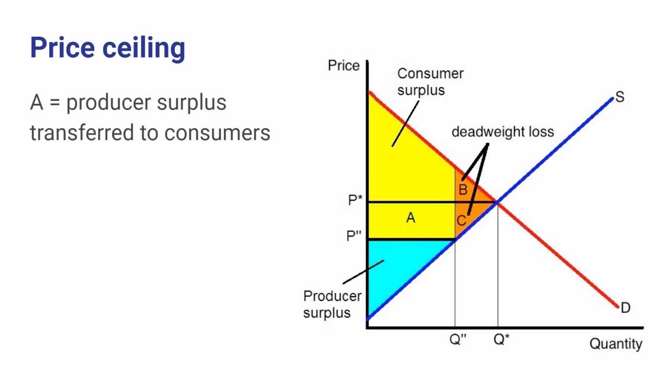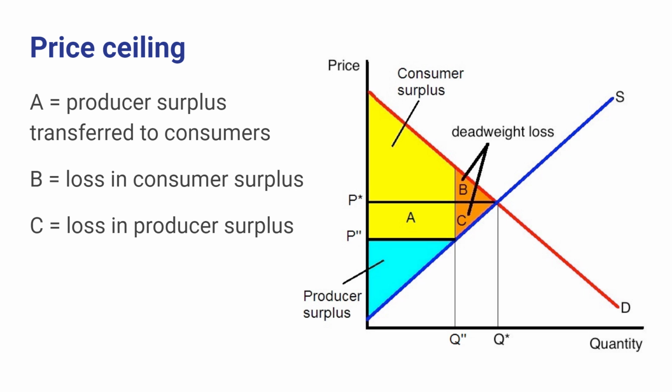But we can also note that area A used to be part of producer surplus. Because the price of this good is now lower, consumers pay less and producers receive less. For every dollar in area A that consumers gain, producers have lost a dollar. Up until Q double prime, consumers have gained and producers have lost. But because the output between Q double prime and Q star is no longer produced, we have that deadweight loss. No one receives benefits from output that doesn't get produced. Area B is a loss in consumer surplus. Area C is the loss in producer surplus.